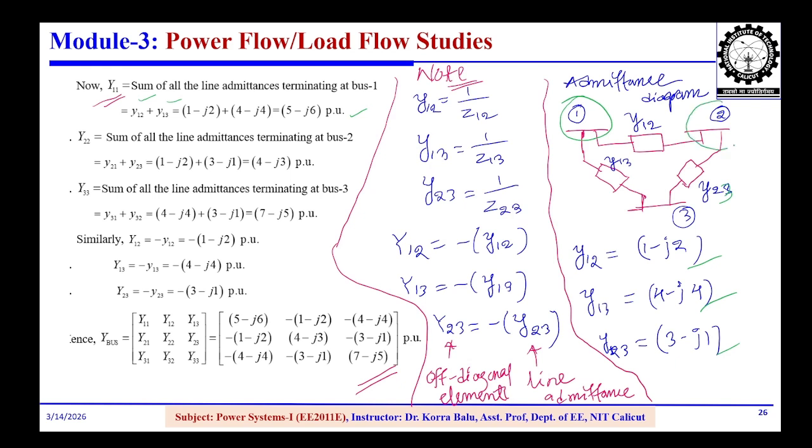Similarly, you can see at bus 2 how many lines are terminating. Y12 and Y23. Y12 plus Y23 gives the self admittance of bus 2. And similarly for bus 3, two lines are terminating, Y13 and Y23. So Y13 plus Y23 gives the self admittance of bus 3.